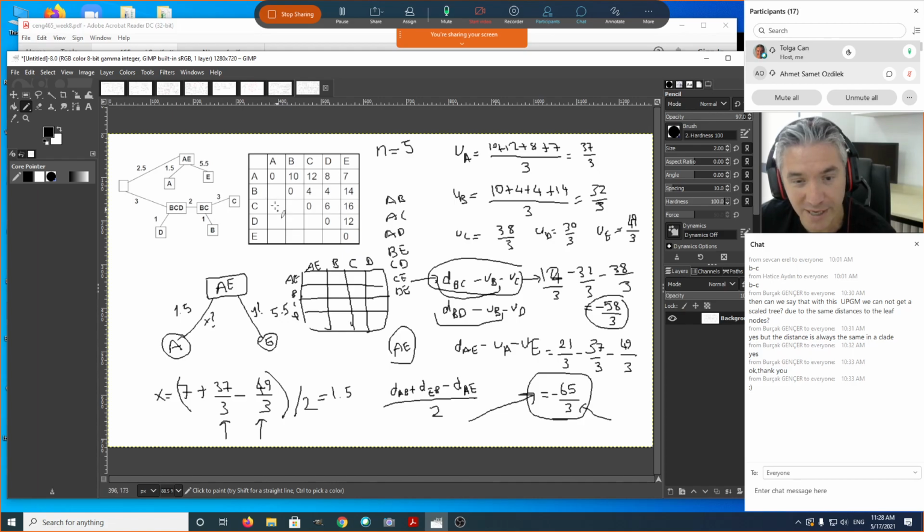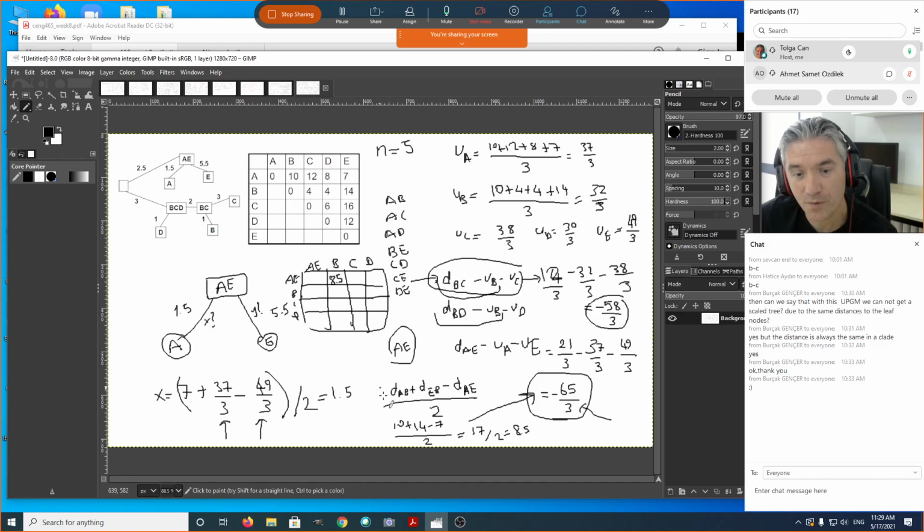So let's do that. What is the distance between A and B? 10. EB is 14. So 10 plus 14 minus 7 divided by 2. It's 24. So it's going to be 17, right? 24 minus 7 is 17 divided by 2, which is 8.5. So I will write here 8.5.